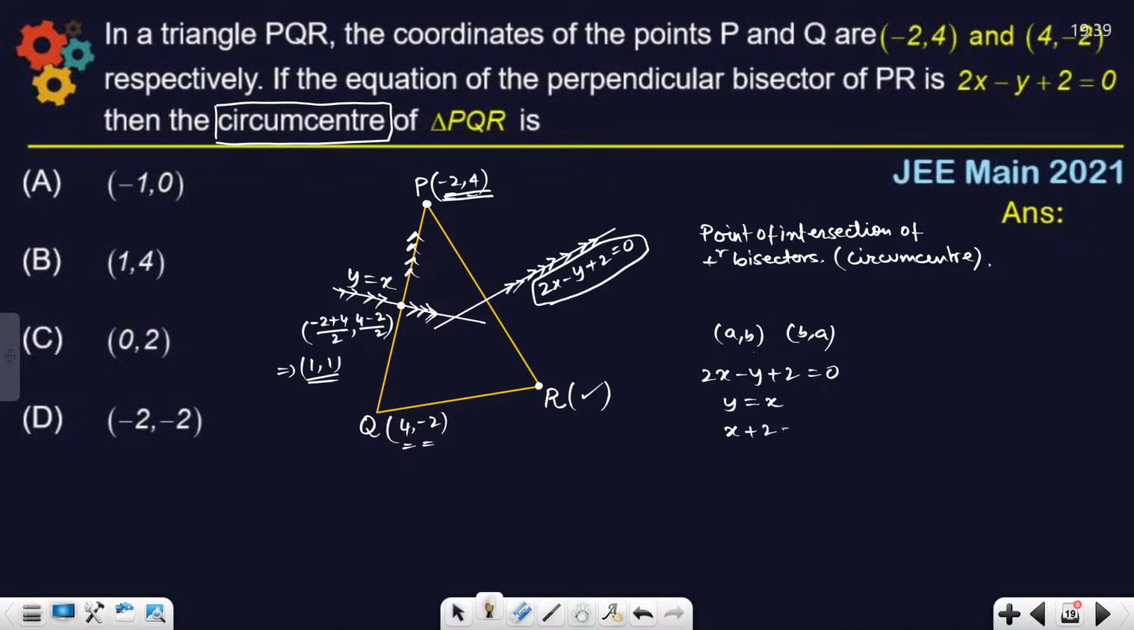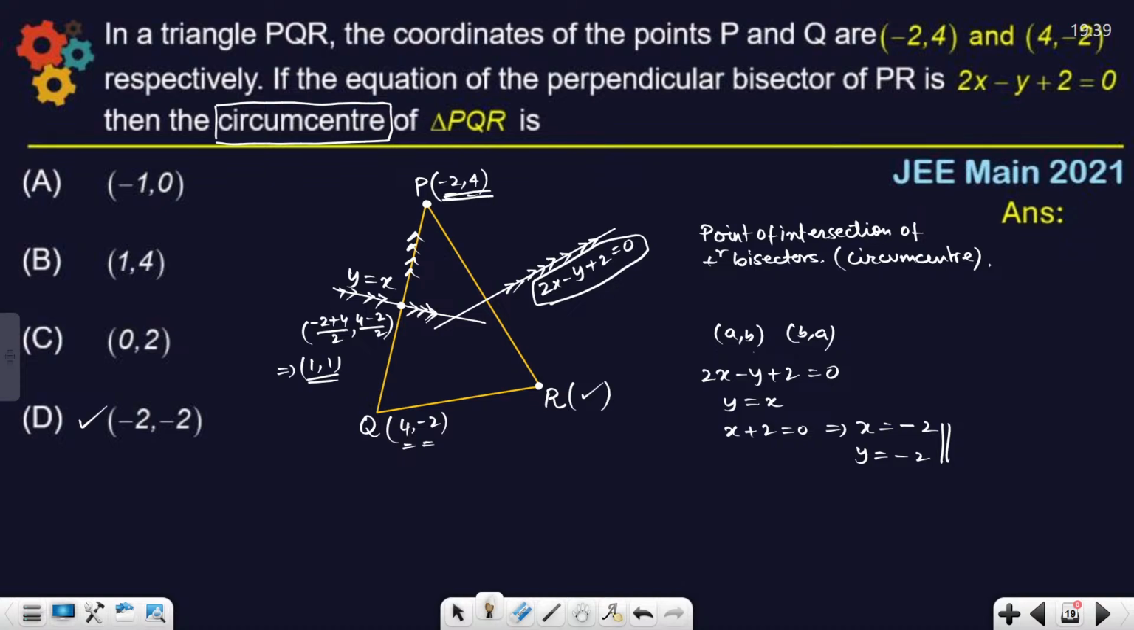So x plus 2 is coming to 0. So x is coming to minus 2. So y is also coming to minus 2. Hence option D is correct. D is nothing but the circumcenter of the triangle PQR.